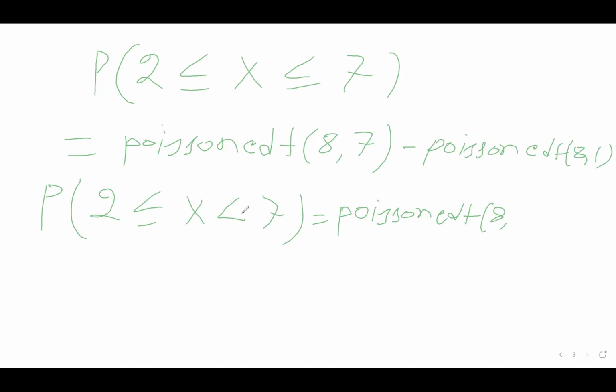X is between 2 and 7, and 2 is inclusive. 7 is not inclusive. So that means x is from 2 to 6. So you will use Poisson CDF 8, 6 minus Poisson CDF 8, and you have to subtract 0 and 1. So that means 8, 1. Do you have any question?